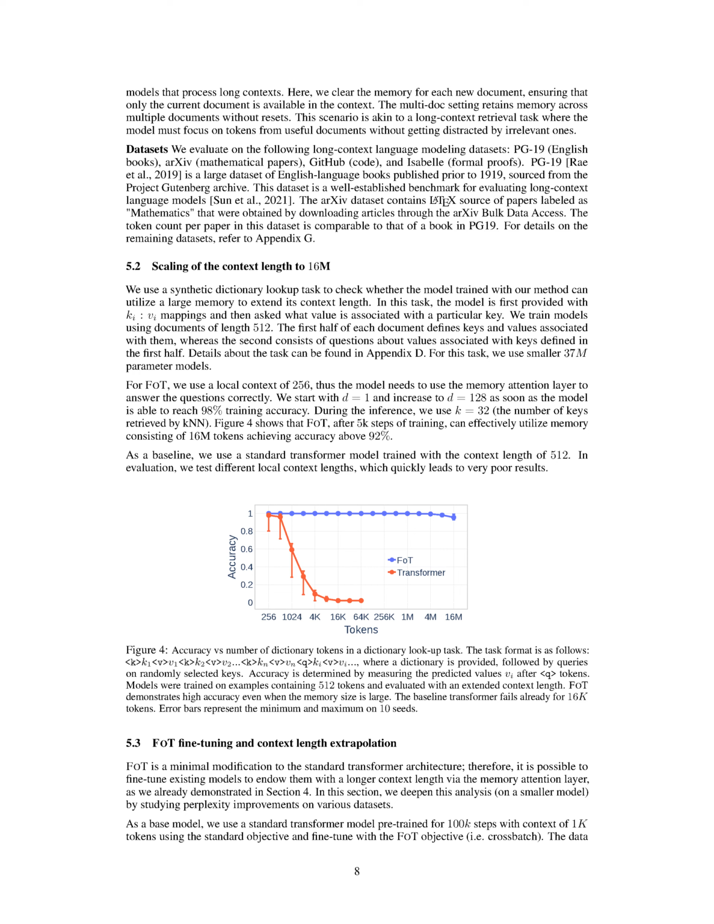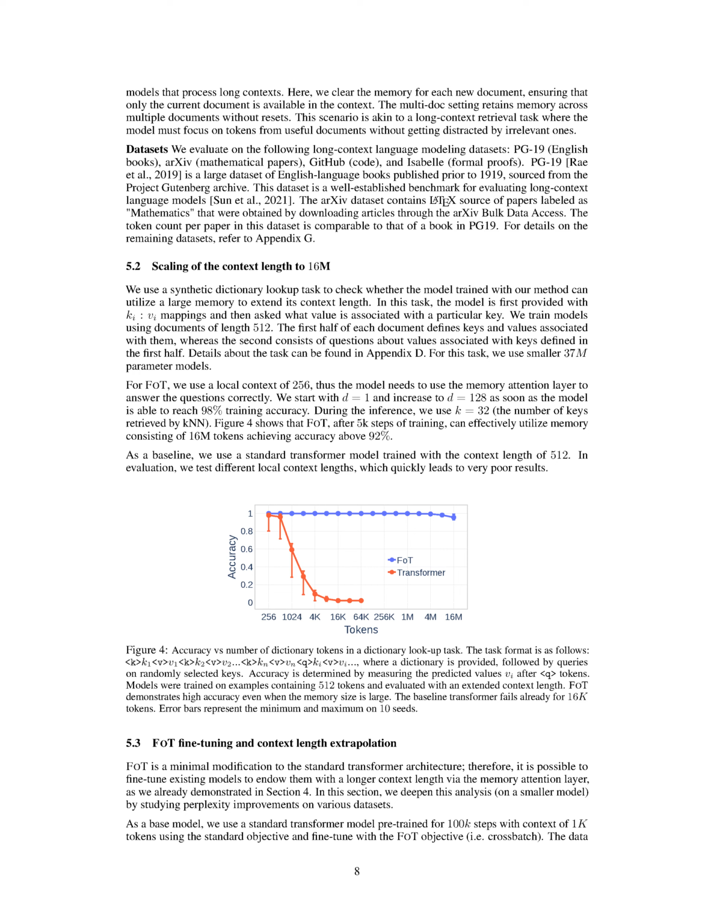Section 5.2, Scaling of the context length to 16M. In this section, we're exploring how our method can handle a larger memory capacity to extend its context length. We use a simulated dictionary lookup task to test this. In this task, the model is given a set of key value pairs and then asked to identify the value linked to a specific key. We train our models using documents that are 512 words long. The first half of each document sets up the keys and their corresponding values, while the second half asks questions about the values linked to the keys defined in the first half.